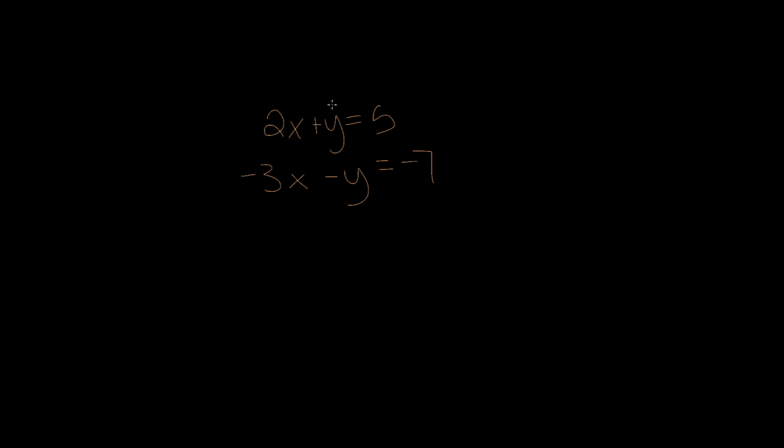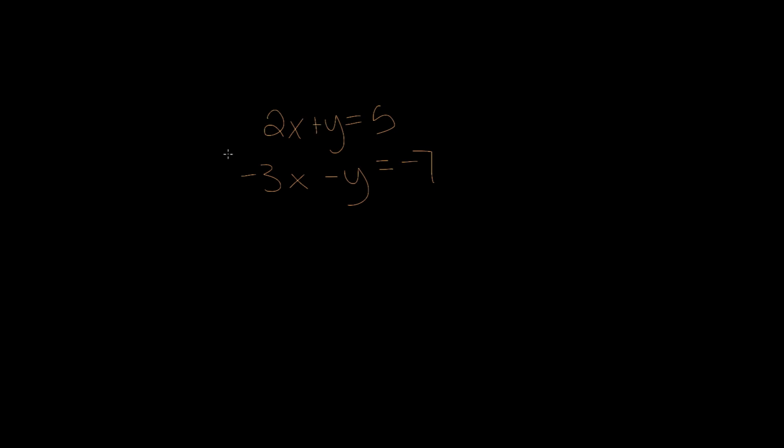Well, what we would do is we would add the two equations together and try to get rid of one of the variables, so we are able to solve for the other one. So that sounds kind of complicated right now, but here's how this would go. In this one, as you can see, we have 2x plus y is equal to 5, and below it we have minus 3x minus y is equal to minus 7.